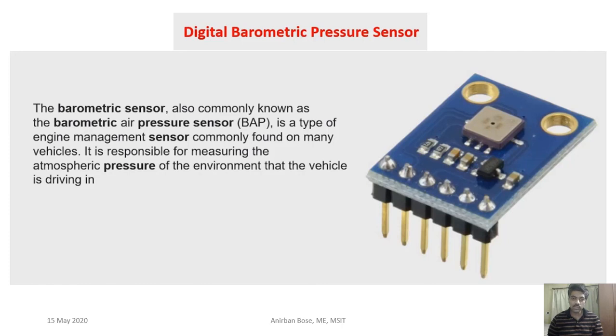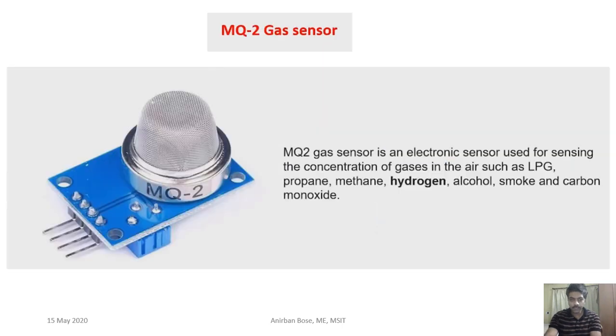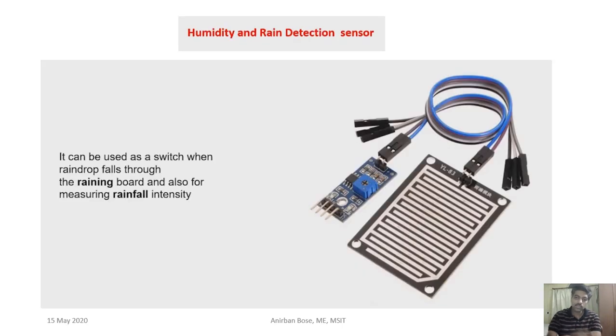Here you can see another one, which is the MQ2 gas sensor, where different gases like LPG, propane, methane, hydrogen, alcohol, smoke, carbon monoxide, all these kinds of gases can be sensed, and definitely you can understand that this particular sensor can be used to detect whether any LPG leakage has occurred in the kitchen or not. Okay, very useful one. Another one you see, humidity and the rain detection sensor. So if there is any rain, then that will be detected by this particular sensor, and accordingly you can do certain actions.